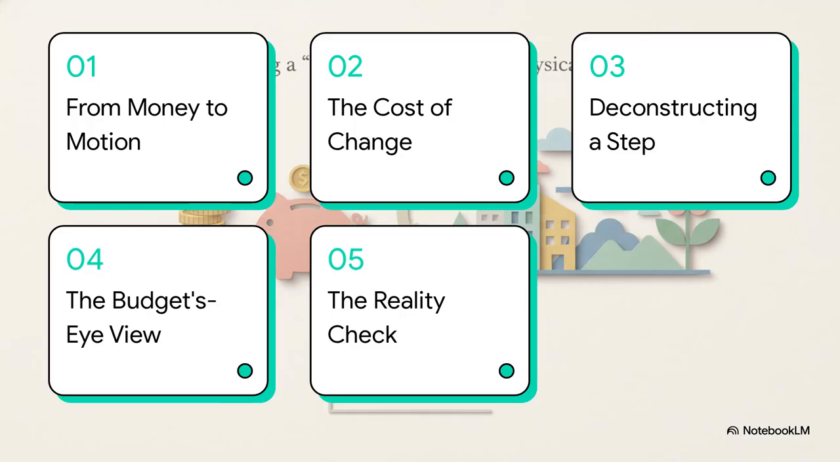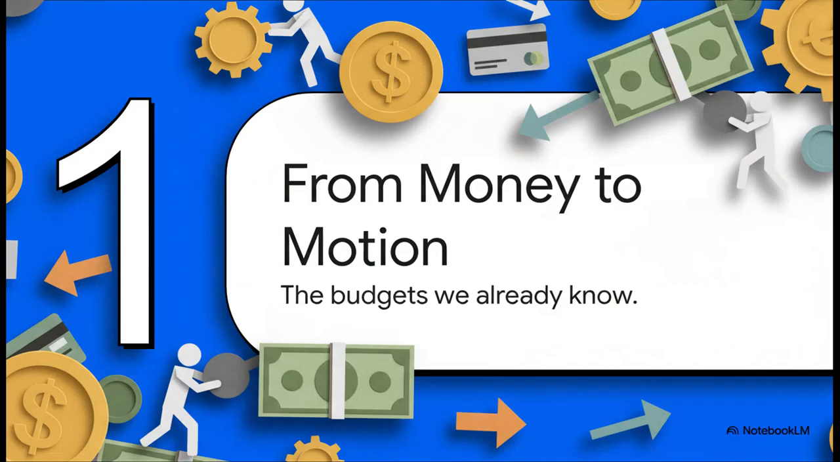So here's our roadmap for today. We're going to start with what we already know, moving from money to motion. Then we'll nail down what the cost of change really means in this approach. After that, we'll take apart a single step, see the world from a budget's point of view, and wrap up with a little reality check. All right, first up, from money to motion.